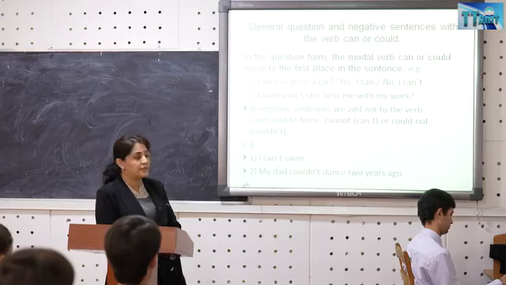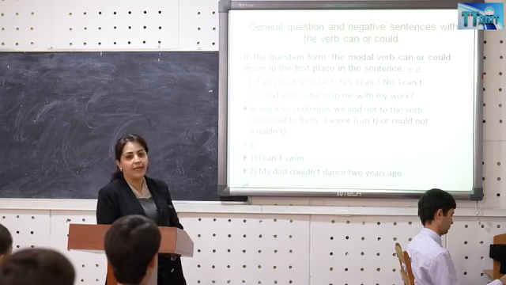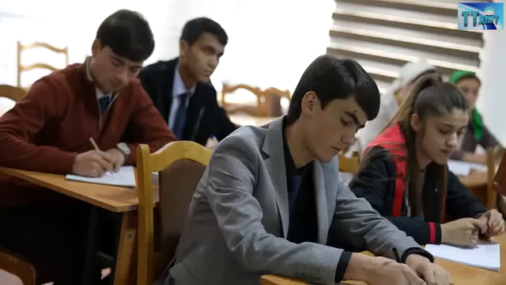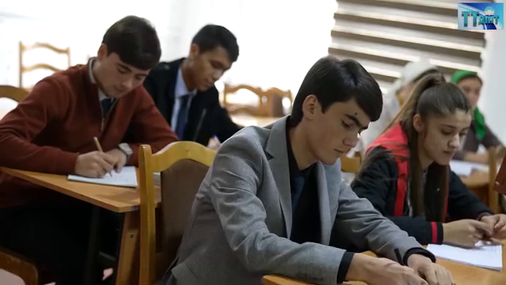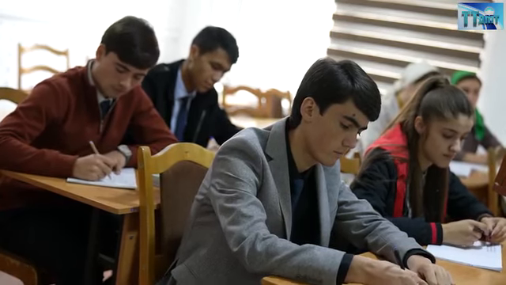In negative sentences, we add not to the verb can, could to form cannot or couldn't. For example, I cannot swim. My dad couldn't dance 2 years ago.